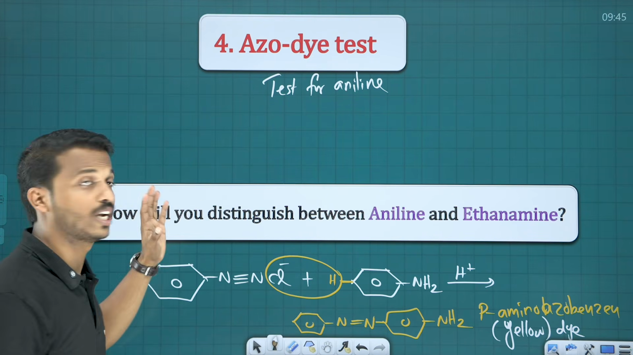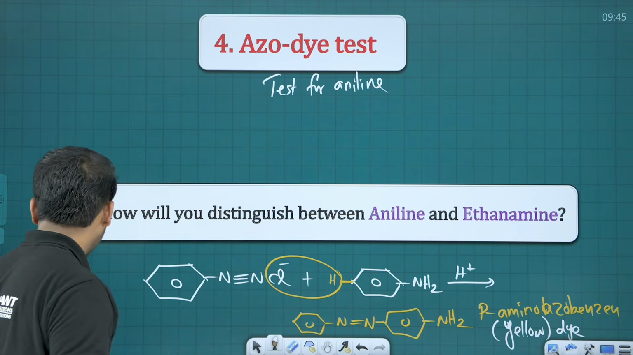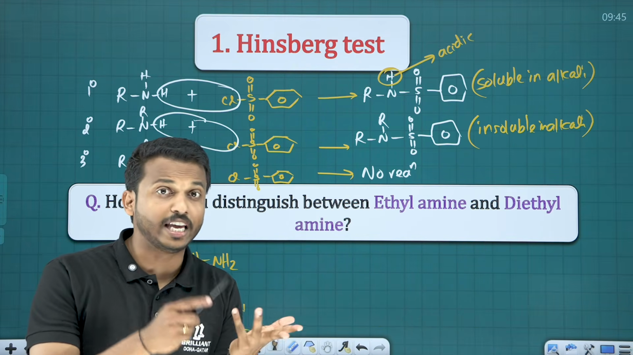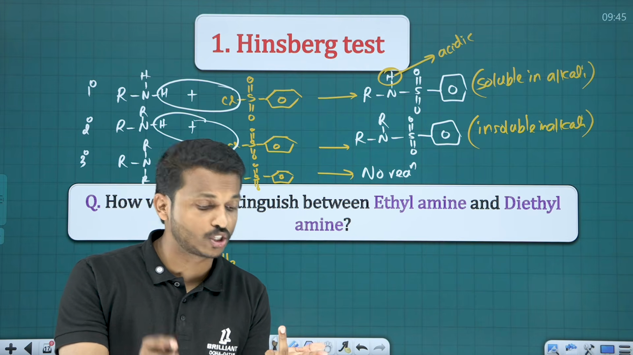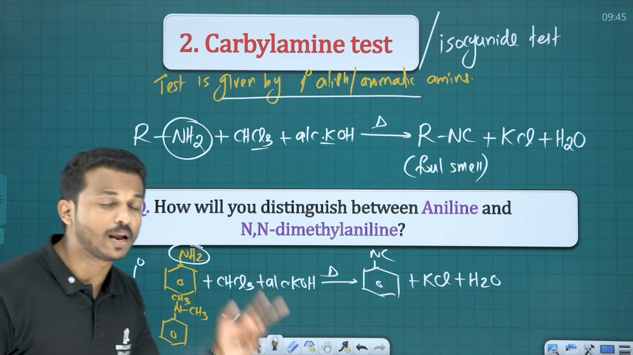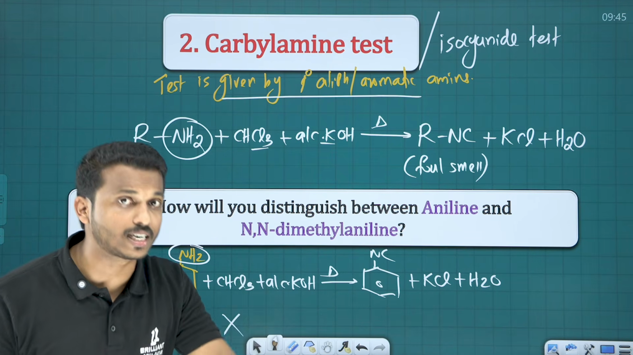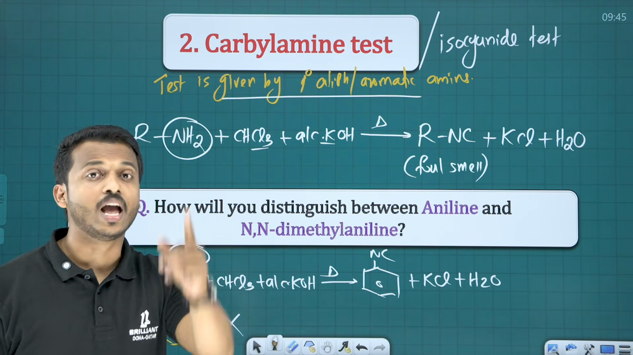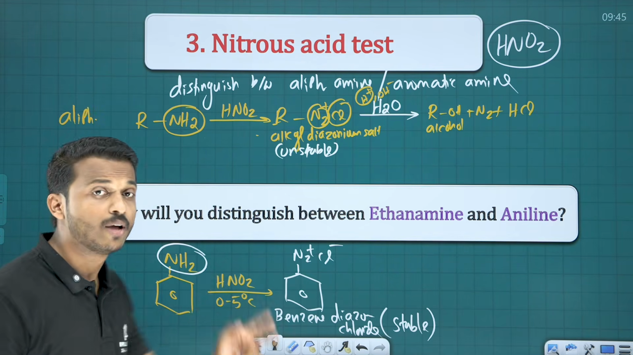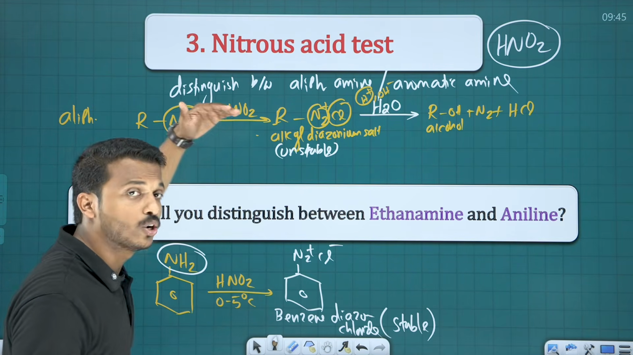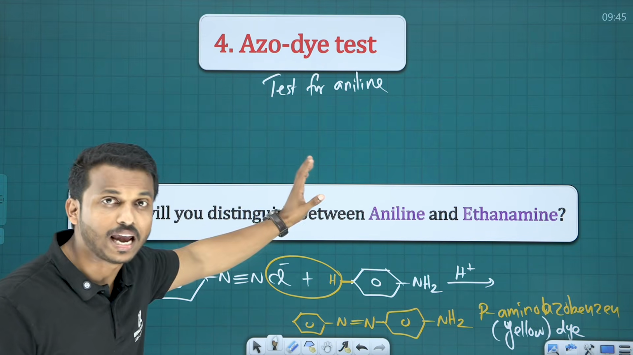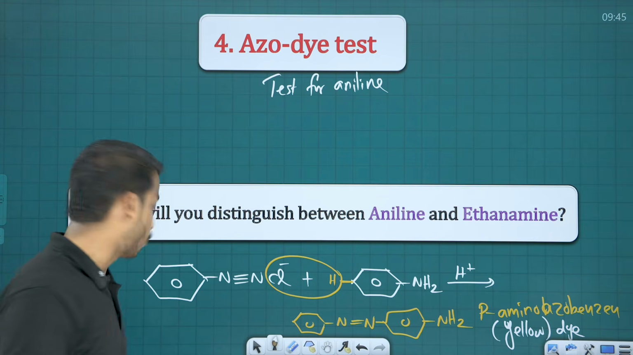These are the distinguishing test in which chapter? Amines. So once again everyone, what are the distinguishing test in amine chapter? Hinsberg. This test is to use to distinguish between primary, secondary, tertiary amine. Now we have carbylamine test or isocyanate test. This test is given by only primary aliphatic and aromatic amine, foul smell. Then we have nitrous acid test to distinguish aliphatic amine from aromatic amine. Then we have azo dye test, a special test for which one?